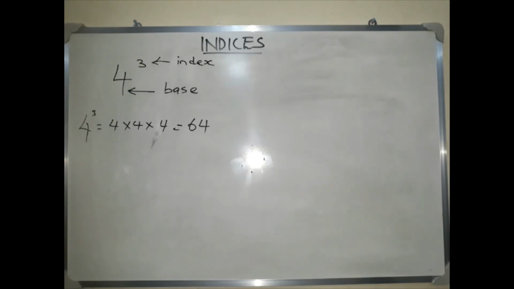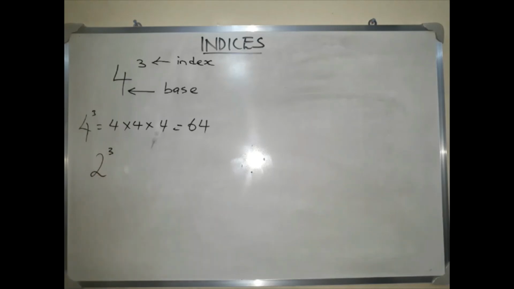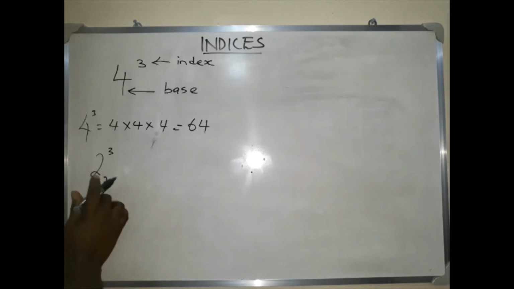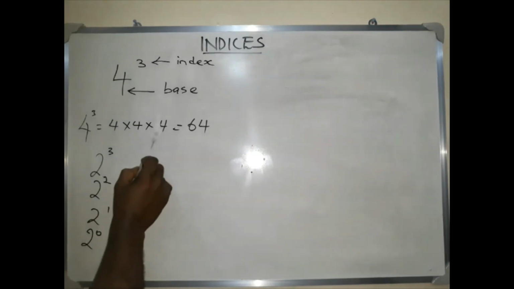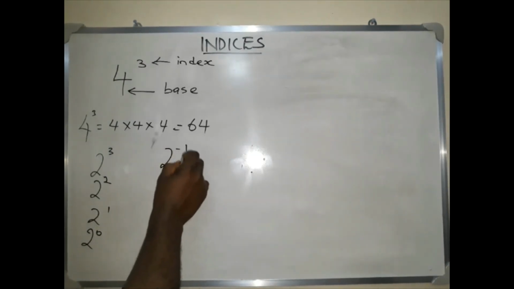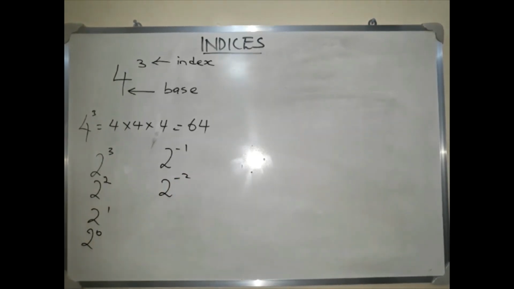Now, index form. Let's look at what index form is. Indices can be positive or negative numbers. So we can have numbers like these: 2 raised to power 3, 2 raised to power 2, 2 raised to power 1, 2 raised to power 0, 2 raised to power minus 1, 2 raised to power minus 2, and so on and so forth.